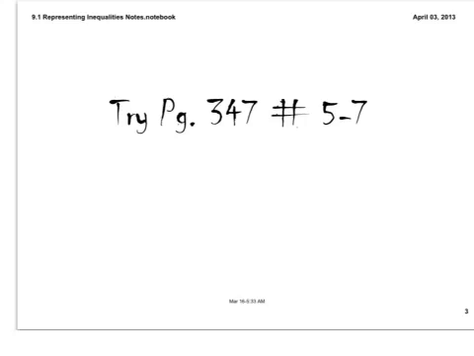So to start with, in your book, page 347, work through numbers 5, 6, and 7. On number 6, you only need to worry about showing it one way. You don't need to show it 2 different ways. We haven't gotten that far yet.